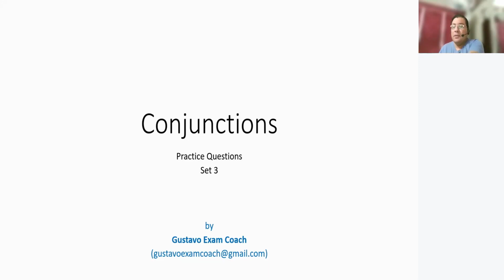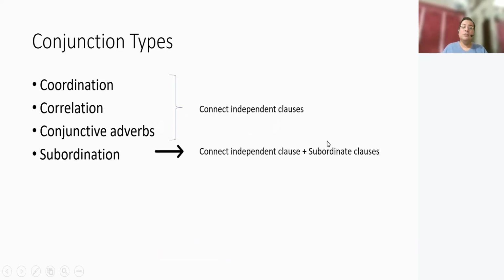We'll begin with a brief reminder of the types of conjunctions in written English. We know there are 4 types of conjunctions. The first 3 are used to connect independent clauses, so that we have compound sentences. That is, sentences formed by 2 or more independent clauses put together. We can use coordination conjunctions, correlation conjunctions, or conjunctive adverbs, right?